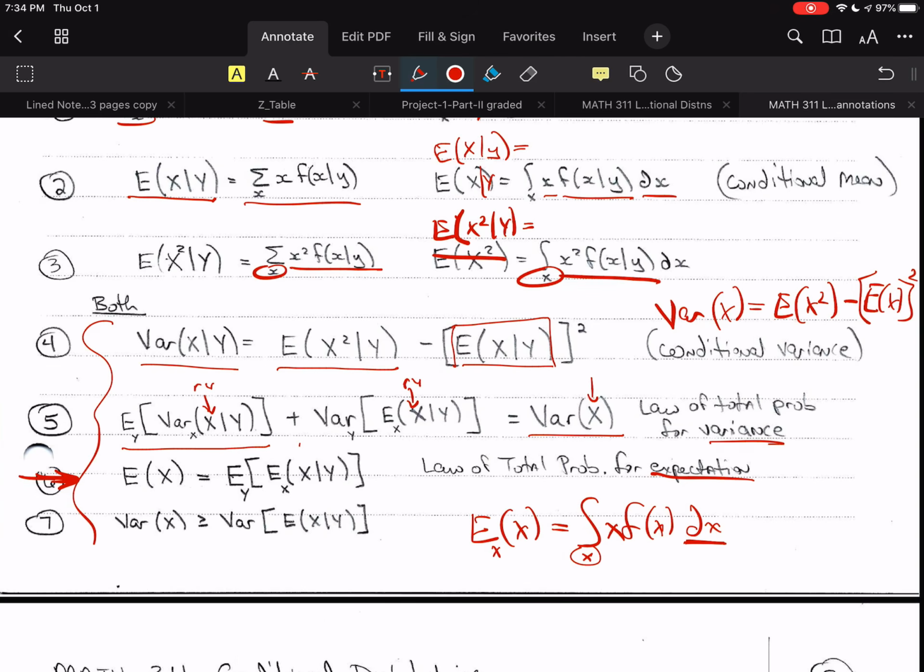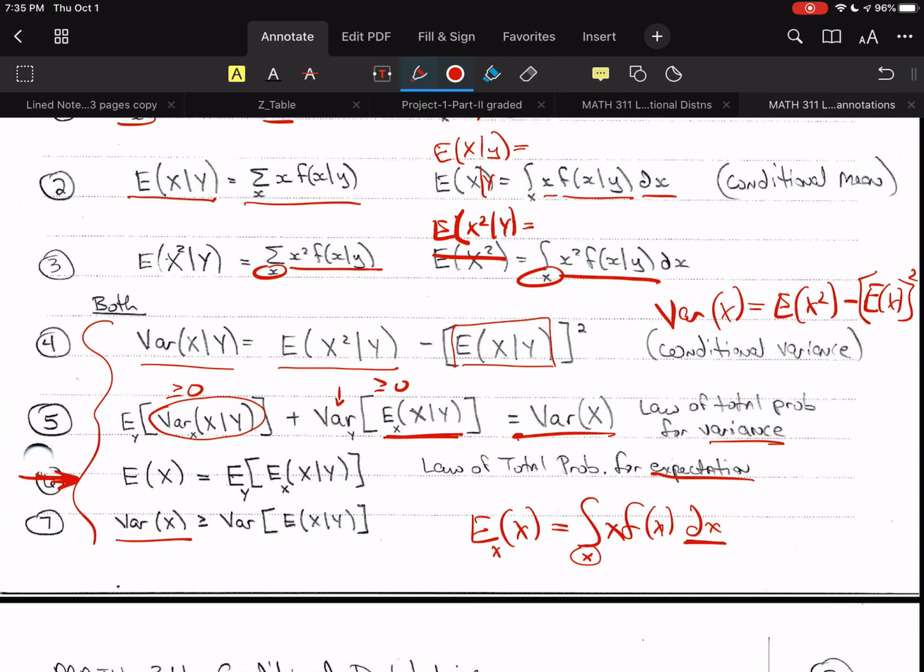And then looking at number 5, I want to point out that the variance is always non-negative, so it's greater than or equal to 0. So the variance inside is going to be greater than or equal to 0. I take the expectation of that, and I still have something that's greater than or equal to 0. And regardless of whether this is positive or negative, the variance of it is going to be greater than or equal to 0. So now I get the inequality from this by looking at the variance of x.